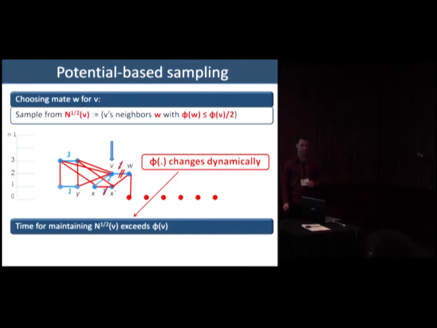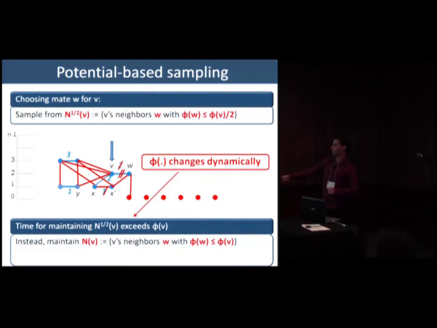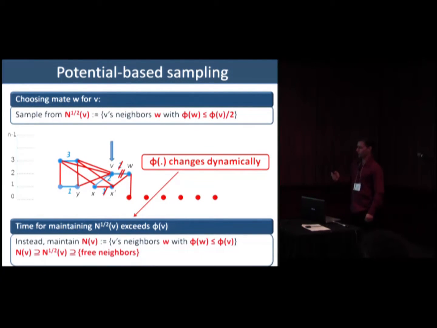So we don't have this set. What we can try and maintain is a superset that I denote by N of V. And this set contains all the neighbors of V with potential bounded by that of V. Okay, so possibly it's much larger than what we want to maintain, but we'll have to make do with this bigger set. And so again, I want to emphasize what I just mentioned. Both these sets contain all the free neighbors of V. Why is that? Because the free neighbors have potential value 0. So this is by definition true.